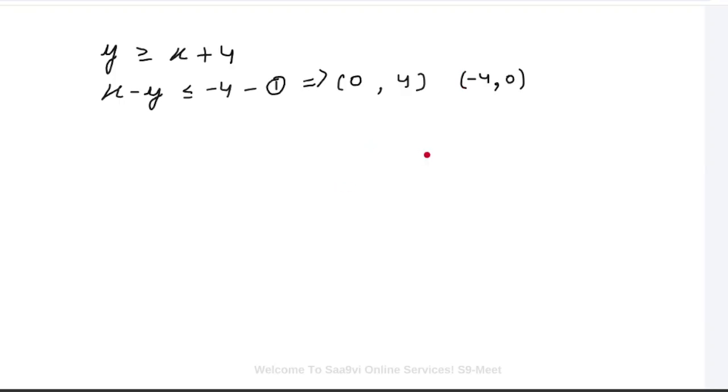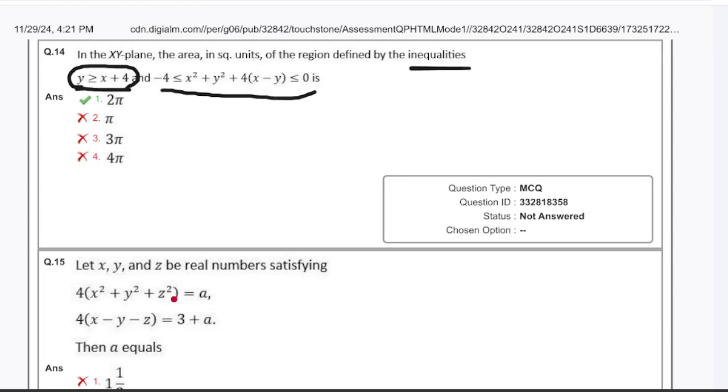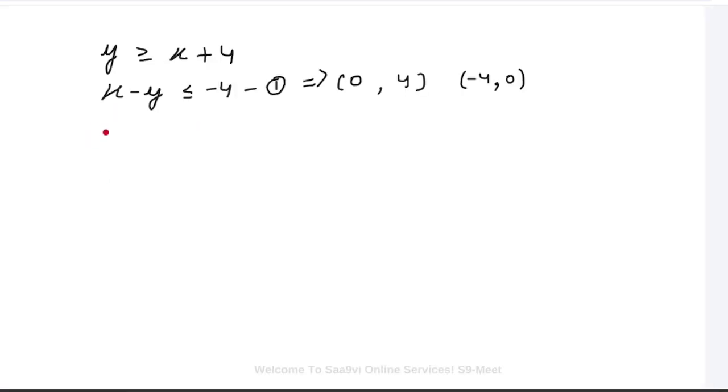How can we draw a line? We'll just see that. First of all, let's see the other equation also. The other equation says x square plus y square plus 4 into x minus y. This is x square plus y square plus 4 into x minus y. Now the equation says that it is greater than or equal to minus 4, and also it is less than or equal to 0.